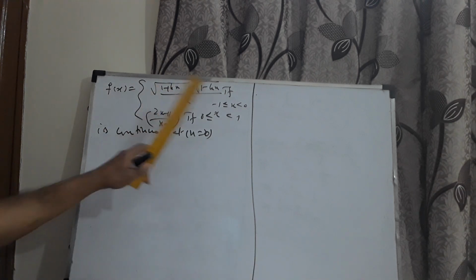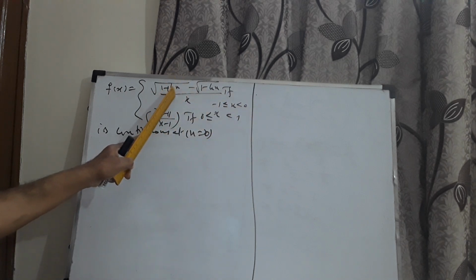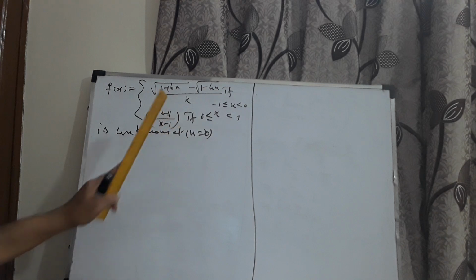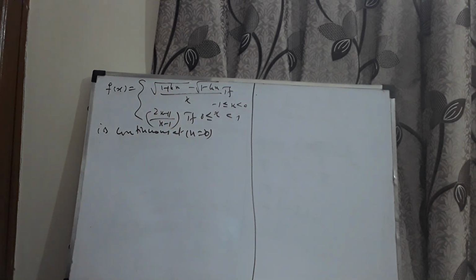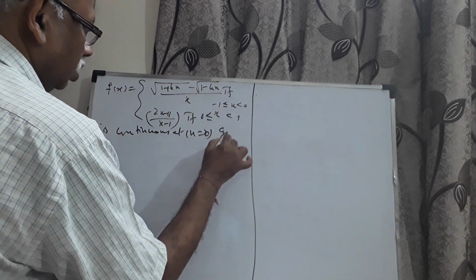This is my function between −1 and 0, inclusive of −1 and exclusive of 0. This is the definition between 0 (inclusive) and 1 (exclusive). It is continuous at x = 0. Find the value of k. That's the condition given. I start with the answer: it is continuous at x = 0.